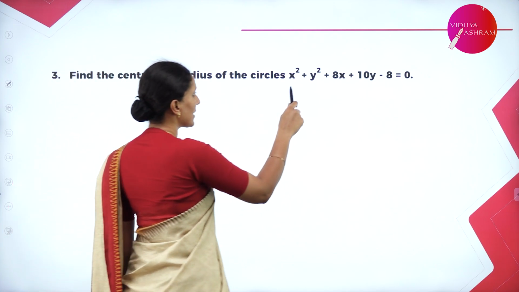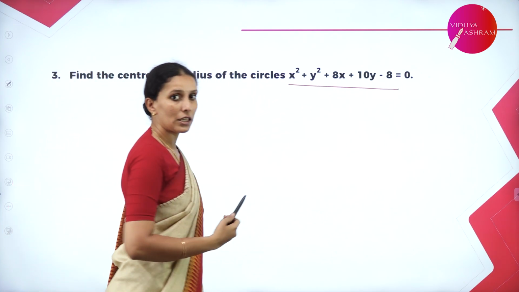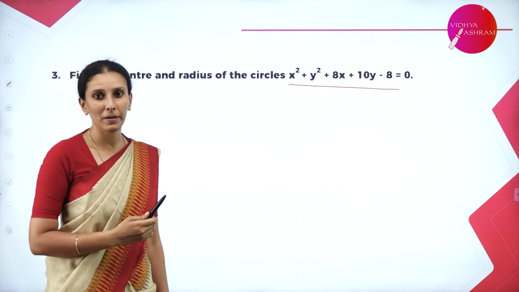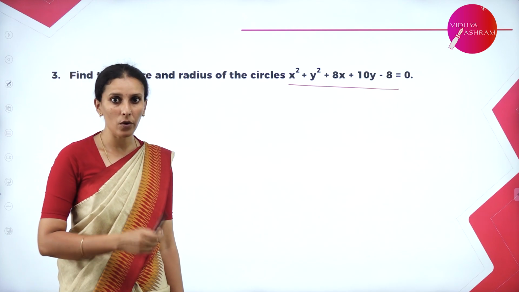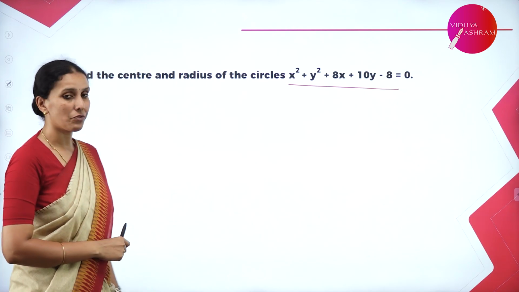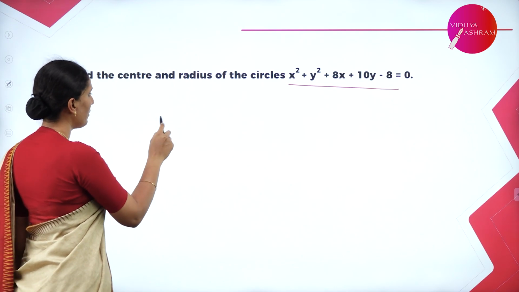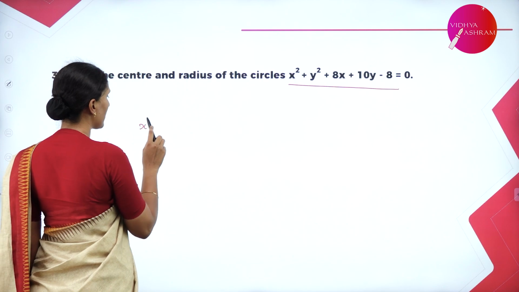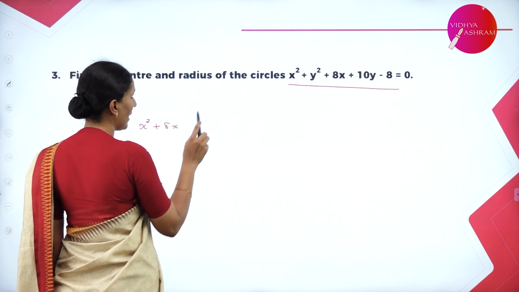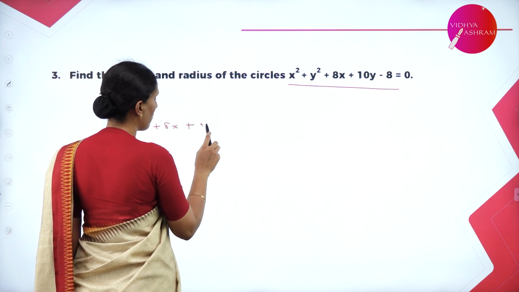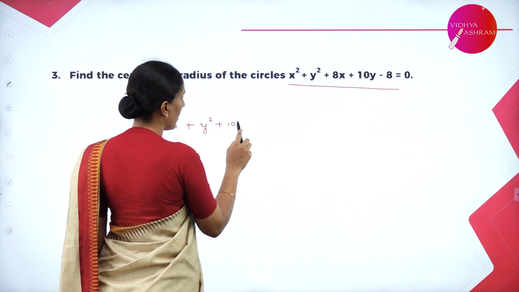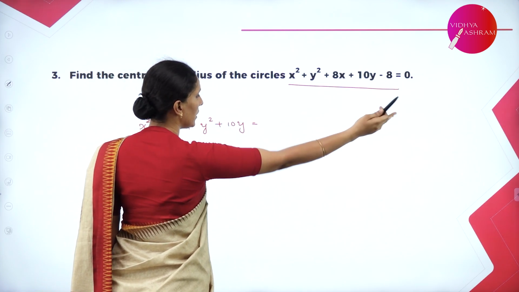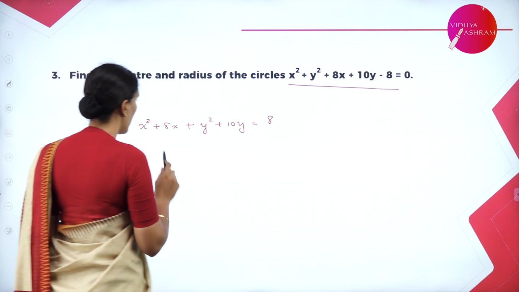So this is given in the expanded form. We need to reduce it in the form of (x minus h) whole square plus (y minus k) whole square is equal to r square. Then find h, k as well as the radius. So we have the equation. Let us write the x variables first. We have x square plus 8x, and then the y variables, we have y square plus 10y. We'll shift the constant to the right hand side, which becomes 8.